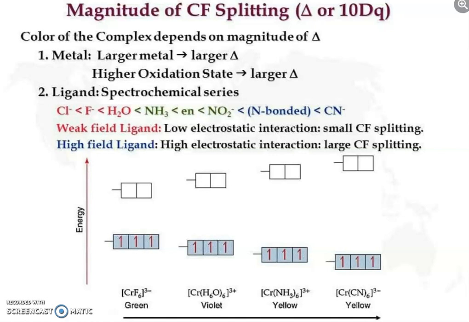Now the magnitude of CF splitting: the color of the complex depends on the magnitude of delta. Large metal, large delta; higher oxidation state, larger delta. Just remember, this is very important for your examination. Next, the ligand spectrochemical series: chlorine, fluorine, water, ammonia, en, NO2, N-bonded and carbon-bonded ligands. Weak field ligands have low electrostatic interaction and a small CF splitting. High field ligands have high electrostatic interaction and a large CF splitting. You can see in this example, cyanide is here and fluorine is here, so in the spectrochemical series delta increases.